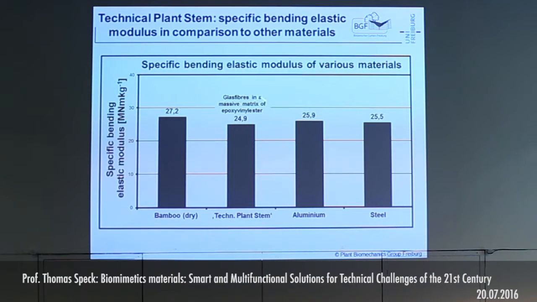Interestingly, they are already in a very cheap material combination pretty good and can compete with aluminium, steel, and also with dry bamboo. To compare this, we have measured the so-called specific bending modulus, which is the bending modulus divided by the mass. This is important for airplanes especially. And if you build them with very cheap material, which is relatively heavy, glass fibers in a massive matrix of epoxy vinyl ester, then you have a specific bending modulus of 24.9, which competes easily with steel or aluminium. It's a bit less than bamboo.